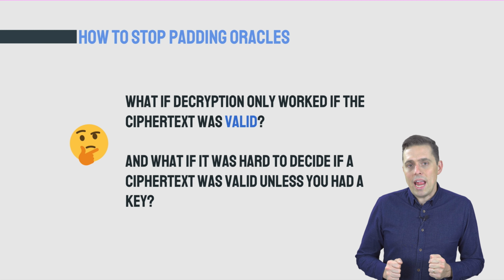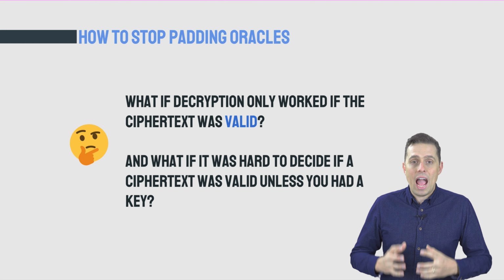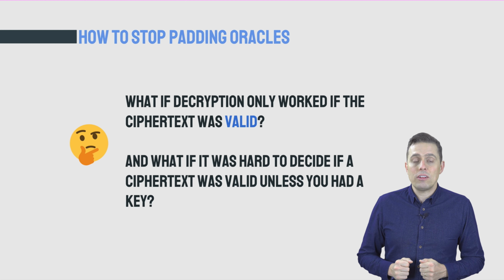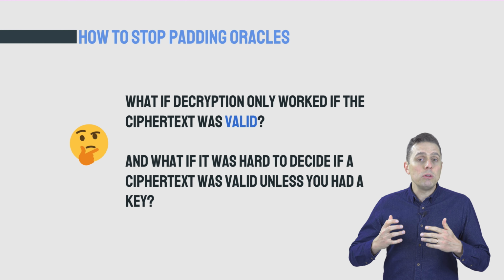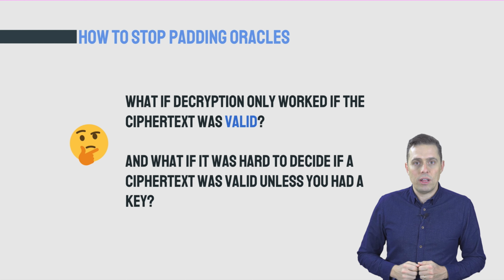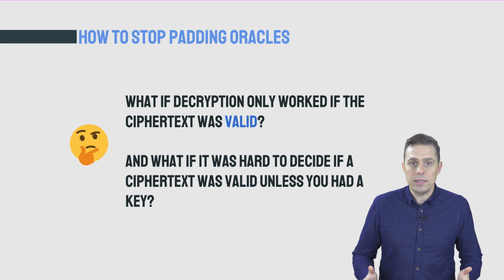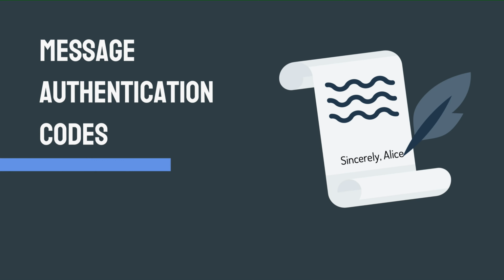So what if there was a way that decryption itself never actually went through if the ciphertext wasn't somehow valid? And what if it was hard to decide whether a particular ciphertext was valid without knowledge of a key? This brings us to something called message authentication codes. The idea is we're not just going to encrypt the message, we're also going to apply some kind of authentication mark or stamp or seal of approval. And the idea is we're going to make it cryptographically difficult for someone without knowledge of this key to apply a similar stamp or seal of approval.